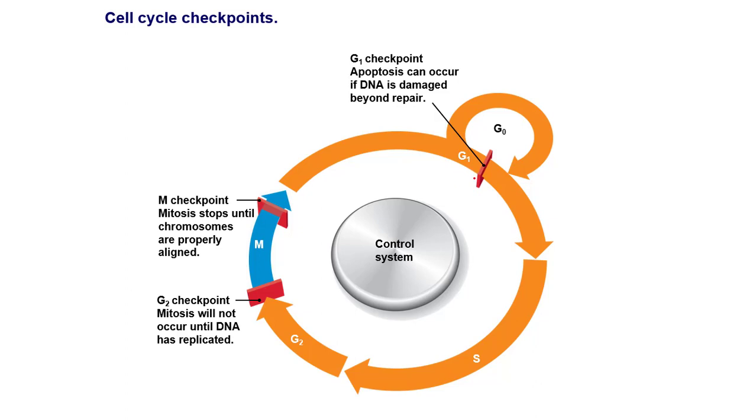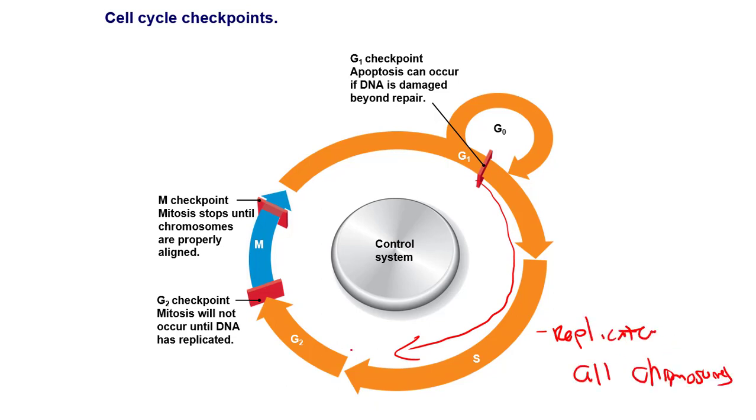Now, if the cell passes the G1 checkpoint, it's going to go into S phase. Remember, during S phase, it's going to replicate all the chromosomes. And then it's going to proceed to G2. And remember, G2 is the place where the cell prepares for mitosis. Enzymes are going to be made to begin mitosis. At the end of G2, before mitosis starts, that's where our second checkpoint is. So the second checkpoint is the G2 checkpoint.